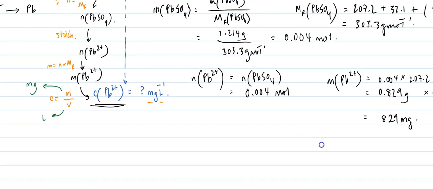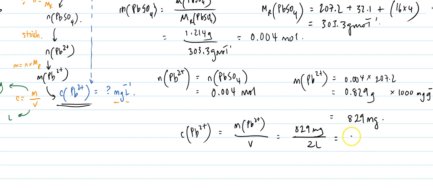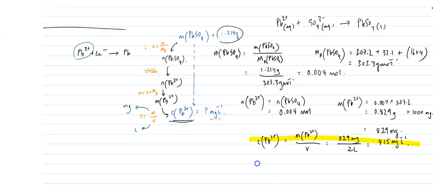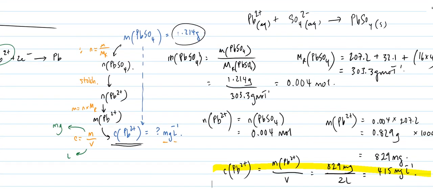Now the final thing you need to do is work out the concentration of lead ions. The concentration of lead ions is the mass of lead over the total volume. So we have here 829 milligrams. The volume was 2 liters, so it's going to be 415 milligrams per liter. And that is our answer. So you can see all the steps in there somewhere. But it's good to make a plan to work out what you're going to do.